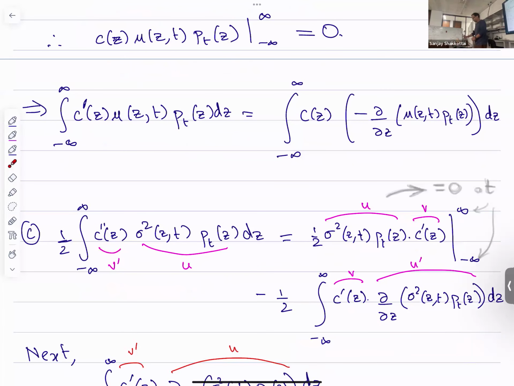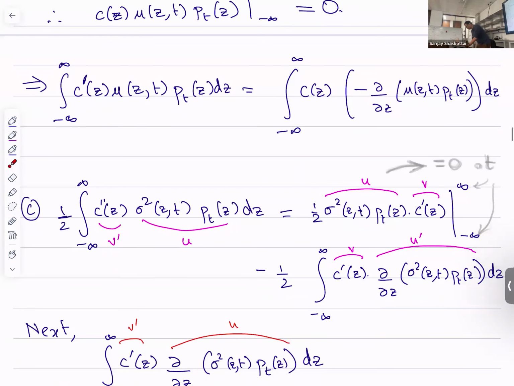Now I have the second term, because C double prime times the variance, sigma square times P. I need to do integration by parts twice, because each time I have to get rid of the C, I have to bring C double prime to C prime and then down to C. I'll do this two times. So the first time I do it, I'll call this V prime and this U. Then I'll get V prime times U is V times U prime. Okay. There's a UV term, and since I'm going to integrate from negative infinity to infinity, there's a density, this part is 0. Okay. So I've gotten this down.